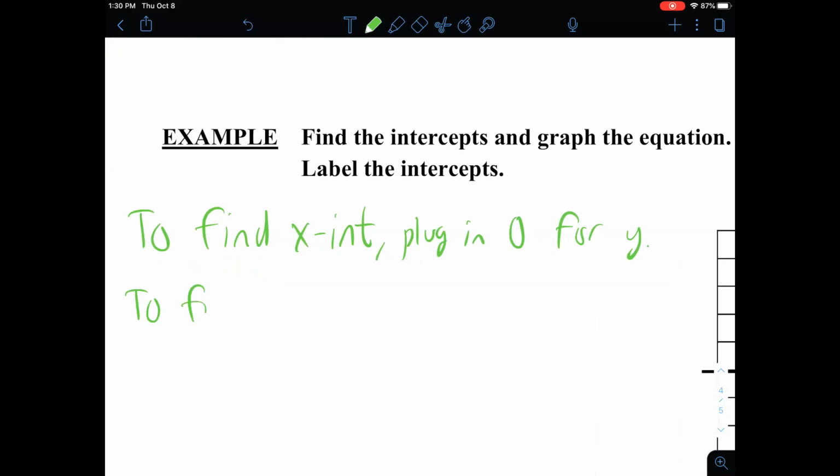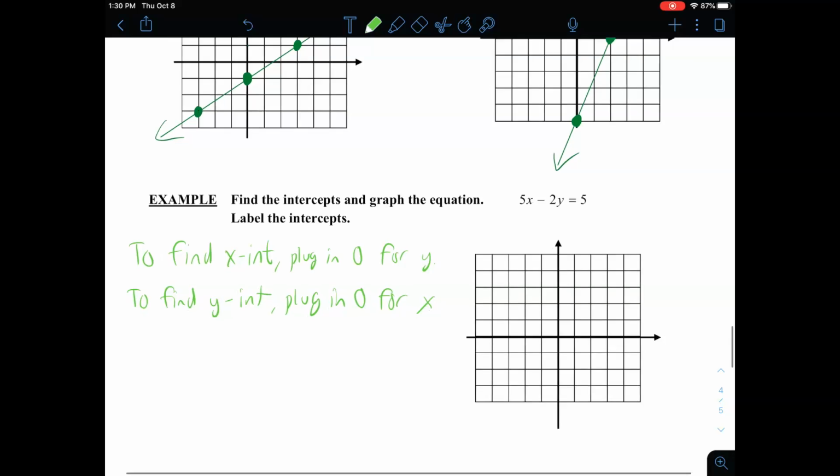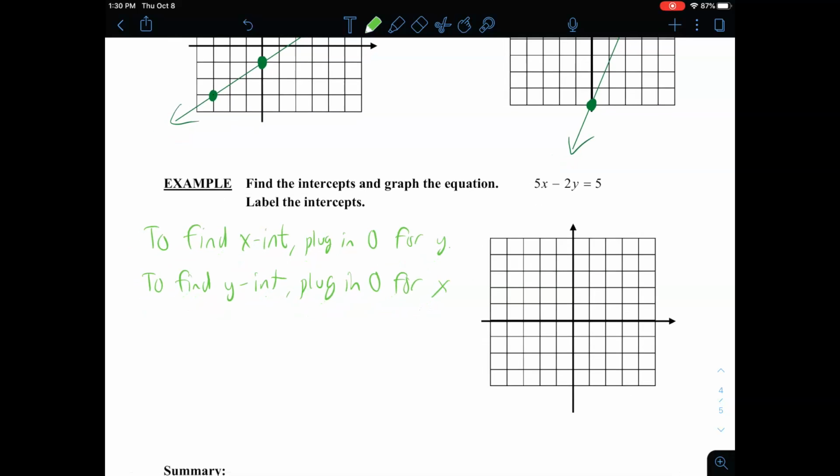And then likewise in the opposite direction to find the y-intercept, plug in 0 for x. This is a shortcut, okay? Especially when it's in standard form like this, when you have ax plus by equals c, this is a really easy way to find the intercepts and graph it. And graphing the intercepts is probably the easiest way.